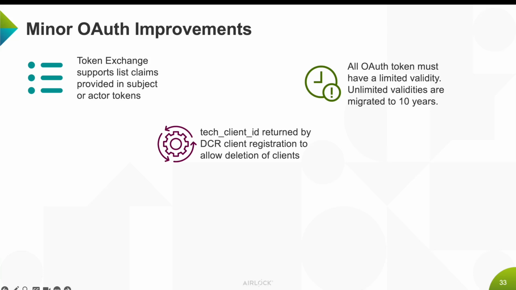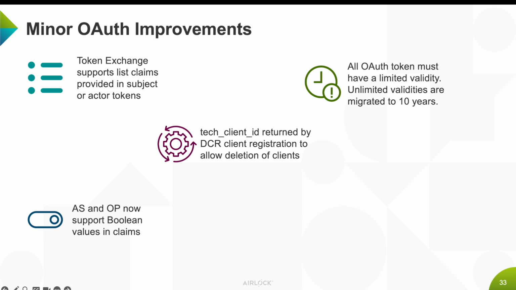For those that use dynamic client registration, a pain point was that there was no way to actually delete a client. Now, when you create a client, we return the tech client ID, and the tech client ID can be used as a key in the API of the admin app. And through the REST API of the admin app, you now can delete such clients. So you should be able to better automate these types of tasks.